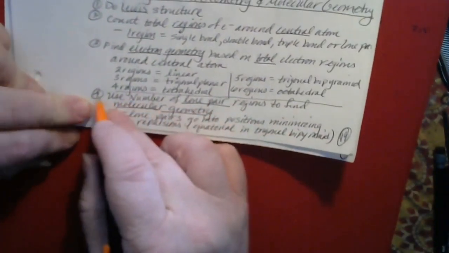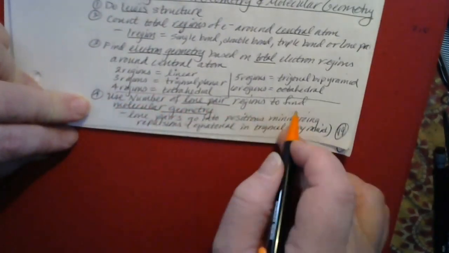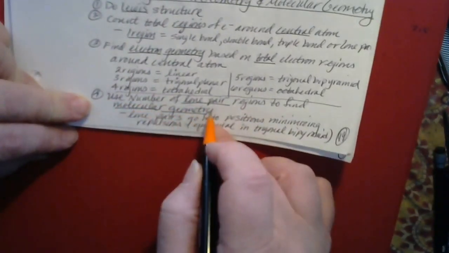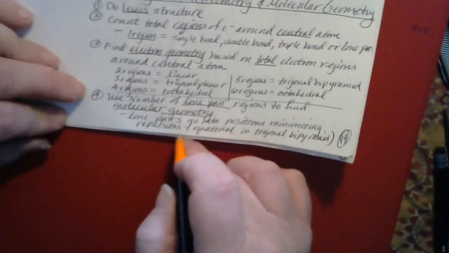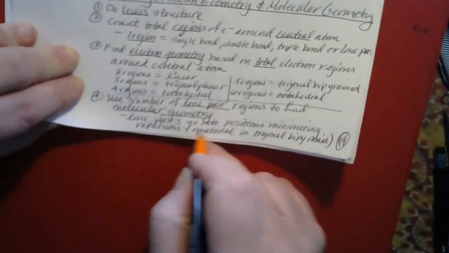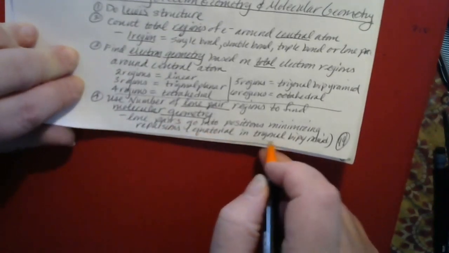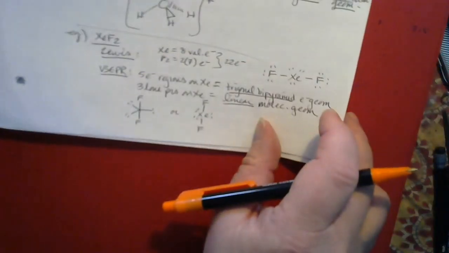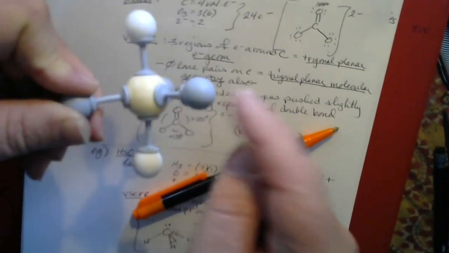Okay, so step 4 would be use the number of lone pair regions to find the molecular geometry. And the lone pairs go into the positions minimizing repulsions. In some geometries, most geometries, it doesn't really matter which position the lone pair goes into. But in trigonal bipyramid, as we just saw, the lone pair of electrons needs to go into an equatorial position.